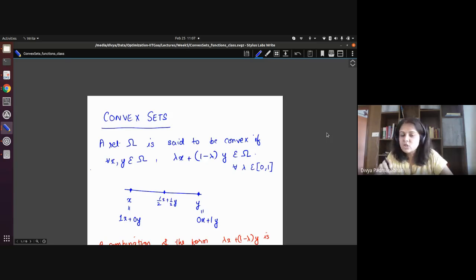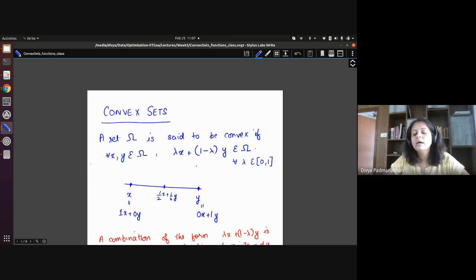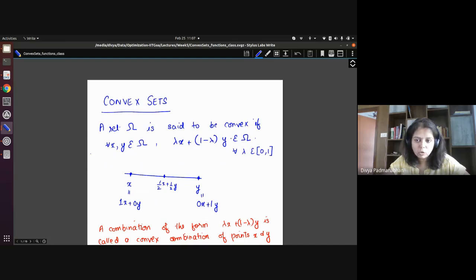We will just touch upon some aspects of convexity in this course, because it's not fully focused on convex optimization. So just some idea on this. Let's begin with convex sets. A set omega is convex if you take any 2 points x and y in it, then lambda x plus 1 minus lambda y, this combination of these 2 points, will also lie in omega, for all lambda in 0, 1.